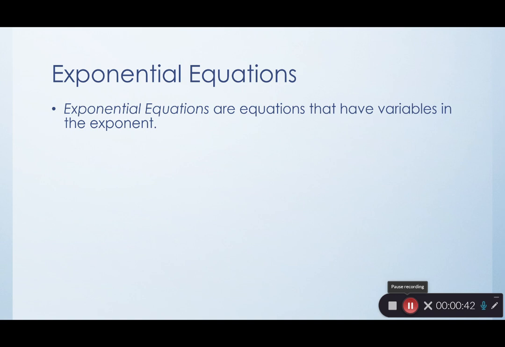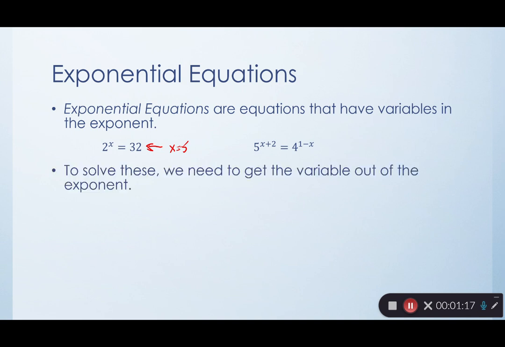So exponential equations are just hopefully what you would think they are. They are equations that have variables in the exponent. Boom, done. Like 2 to the x equals 32, or 5 to the x plus 2 equals 4 to the 1 minus x. Now, one of these we can solve pretty easily, the first one, because we can look at this and say, okay, 2 to what power is 32? And we can say, okay, 2, 4, 8, 16, 32, so x equals 5. The other one's a little more complicated, so we're going to solve that one, but not just yet.